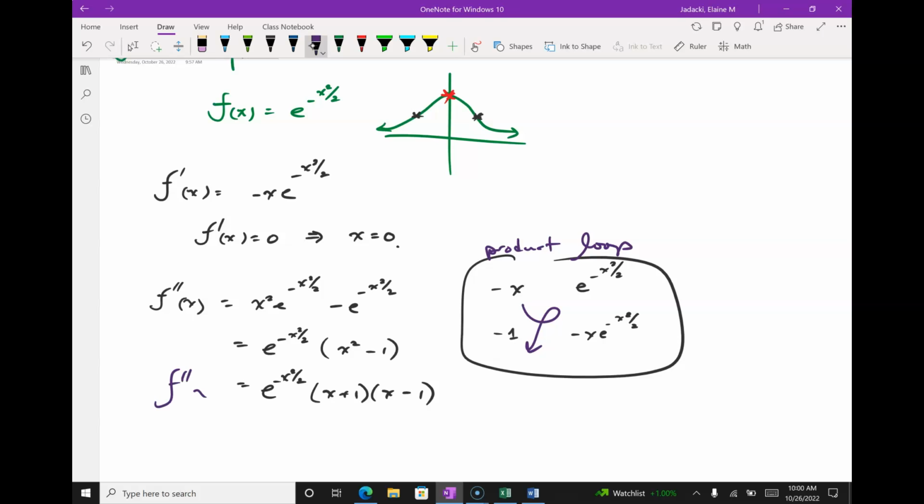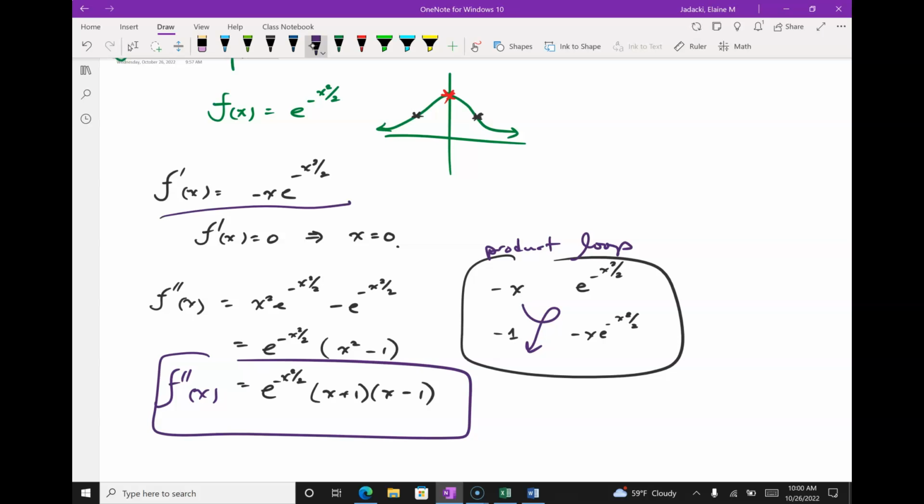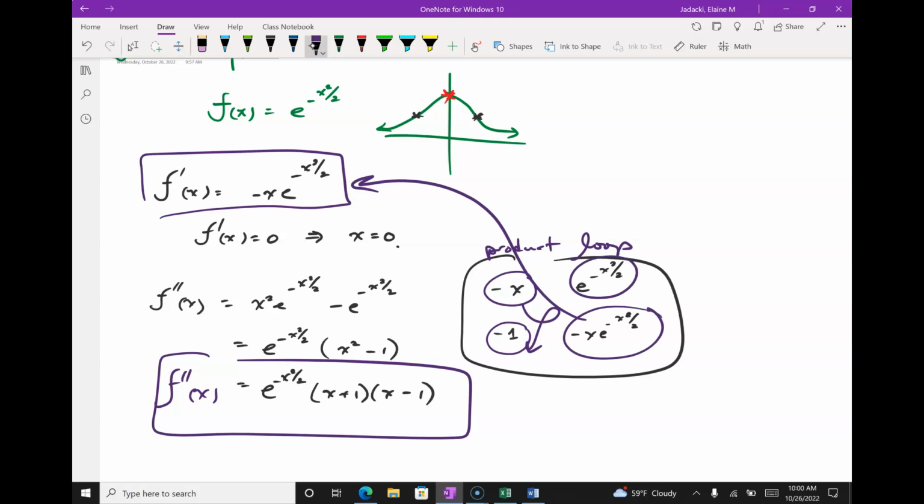So there's our second derivative. Anybody agree? So you okay with the first derivative? Okay, so then I take my first function and get the derivative of that. Take my second function, get the derivative of that. By the way, that's f prime, right? And then do my product rule.